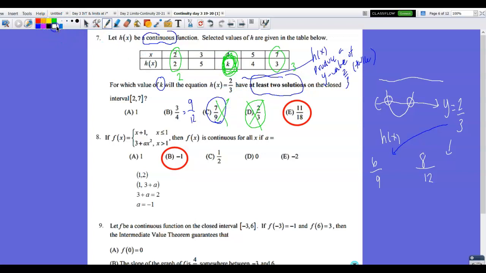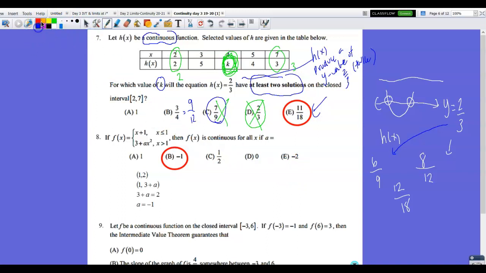And then finally, by process of elimination, the 18ths have to be the answer, but we can guarantee it. Change 2/3 into 18ths, multiply by 6, multiply by 6. That's 12/18ths. And look right here. We are finally going to go below 12/18ths to get 11/18ths. And that means we have to go below 2/3 and then back up. And so our graph will have two solutions in that closed interval.